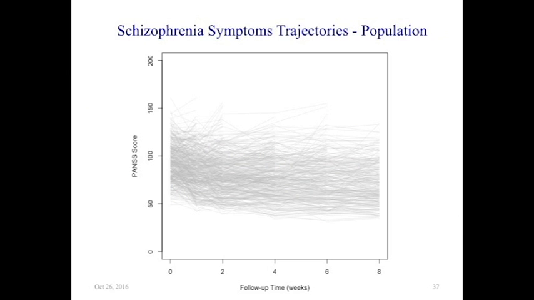Okay, maybe one more example. So here's data from about 600 people who had a diagnosis of schizophrenia and joined a clinical trial. And this is their positive and negative symptoms of schizophrenia scale score over time from 0. This is only an 8-week trial. So we have about 600 men there, I think. And so that's my population.